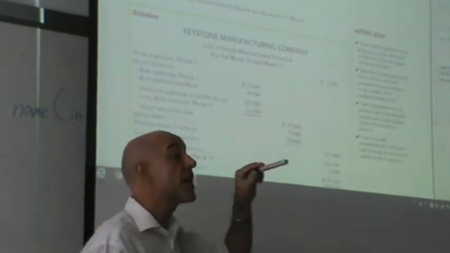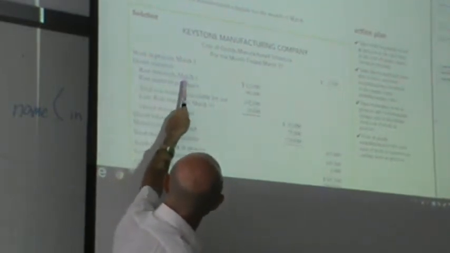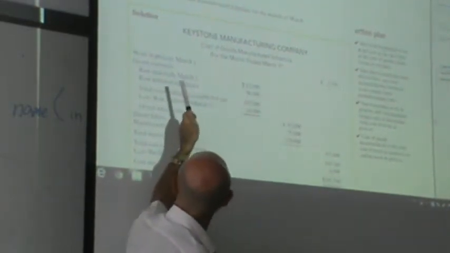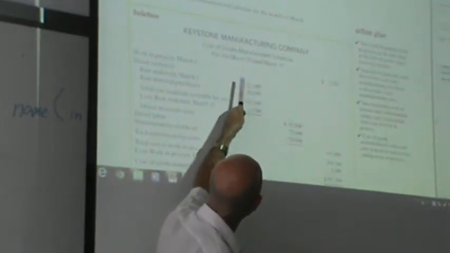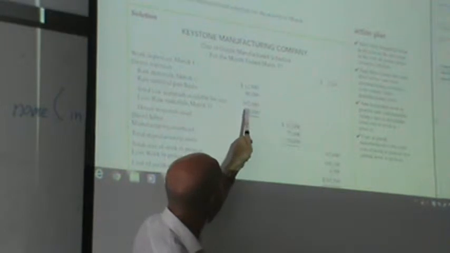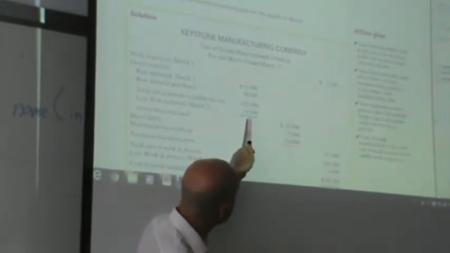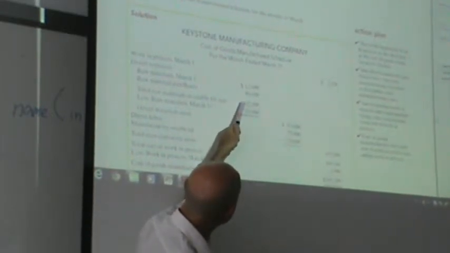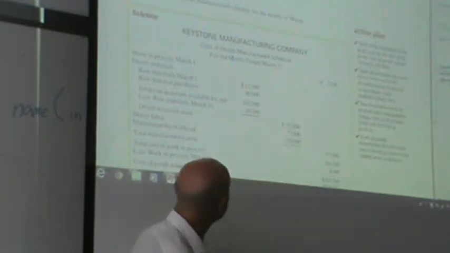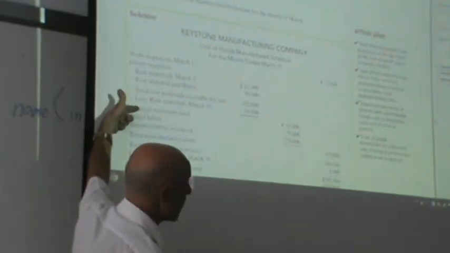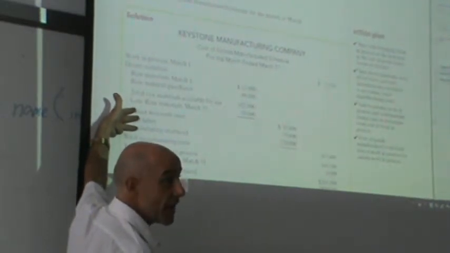Now, you get the direct materials. Direct materials, again, confusing. You have beginning on March 1, 12. You purchased 90. This is the 90 over there. So you had for the month total 102. The ending inventory is 10,000. So 102 minus 10 is 92. Okay. So you got direct materials, direct labor, and manufacturing overhead.